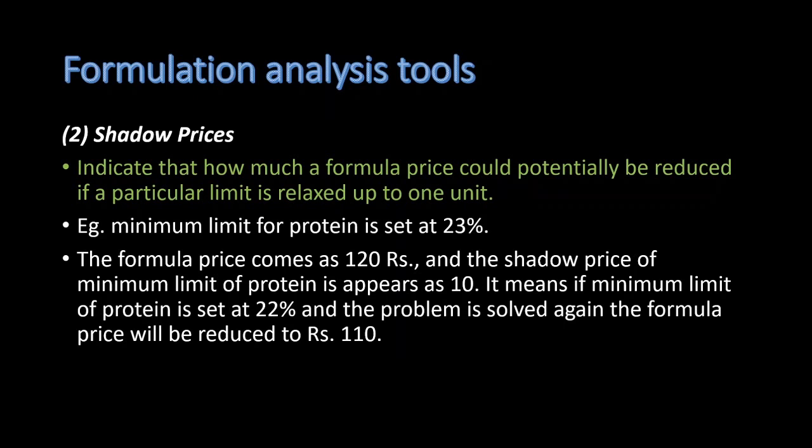So here is one important thing to be considered: the shadow price only indicates a potential reduction in the formula price. However, this reduction will only happen if the relaxed unit is actually utilized. For example, in the situation of this corn, the formula price will be reduced to 78.25 if 41% corn is used in the formula. So if for some reason corn is still being used at only 40%, then the formula price will not be reduced.